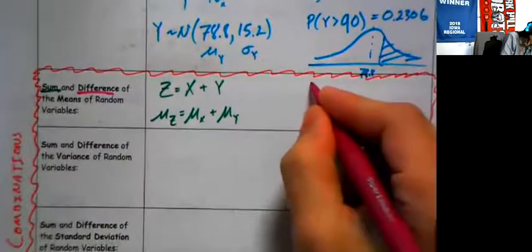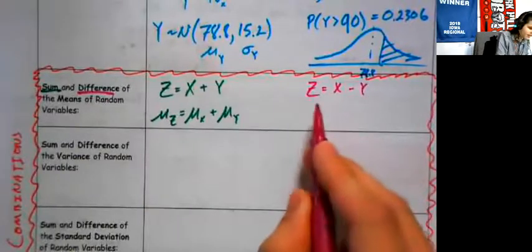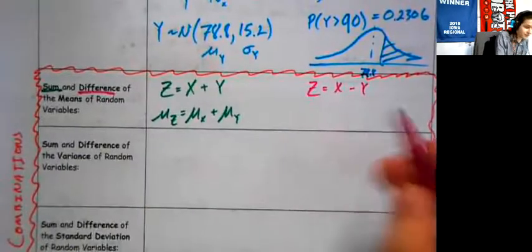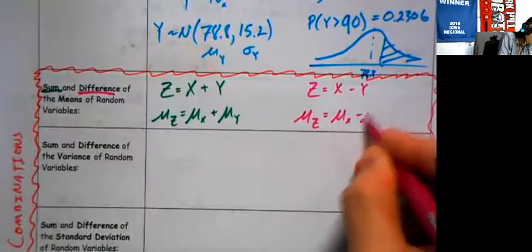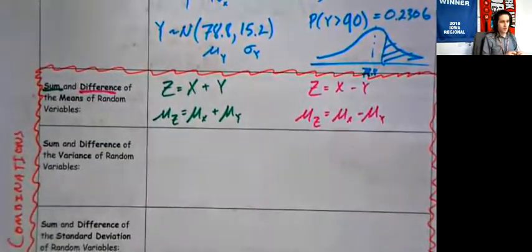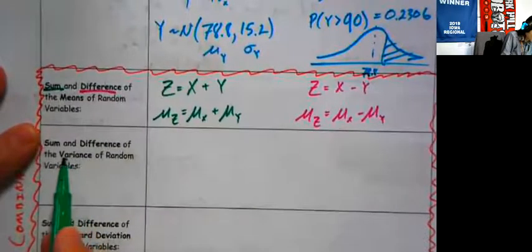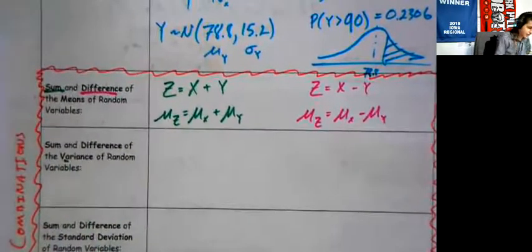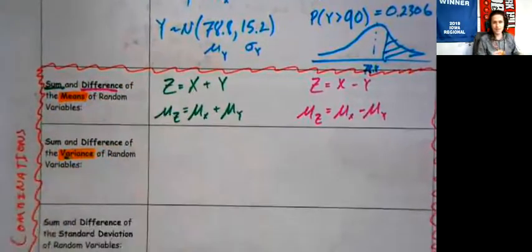And similarly, if we take a difference, z equals x minus y, the mean of the difference is the difference of the means. The mean of z is the mean of x minus the mean of y. Right. So that would have probably been intuitive enough for you. That's for the mean. But now, sum and difference of the variance. Ooh, this is different. So the mean is straightforward enough. But now we're talking about the variance. The variance is kind of how far is it away from what we expected?